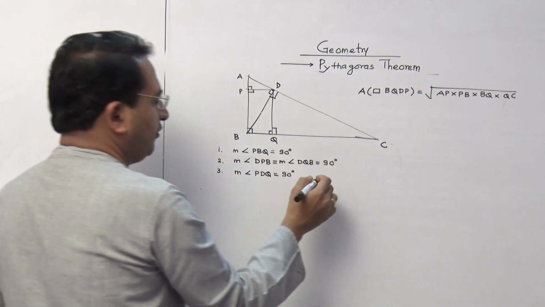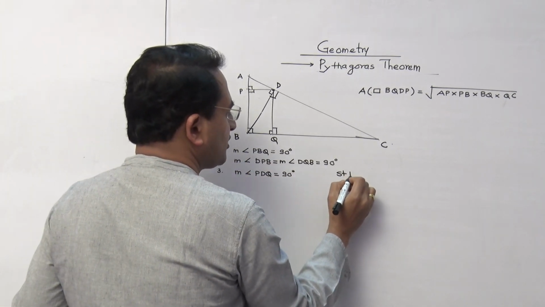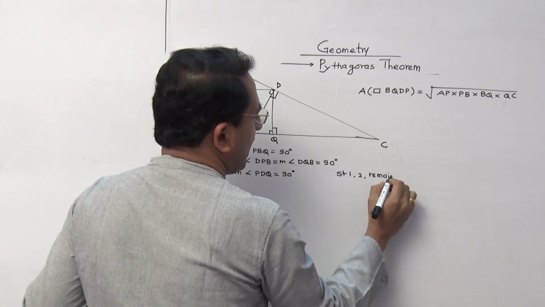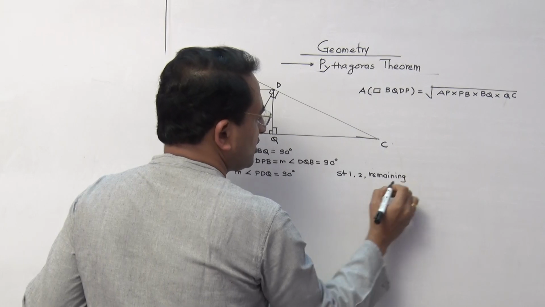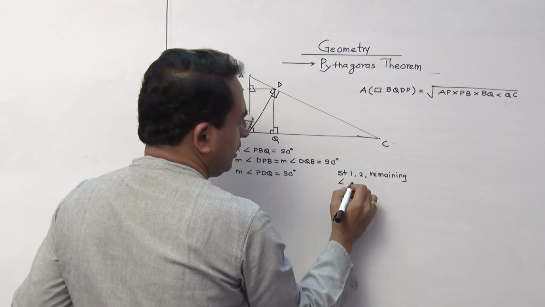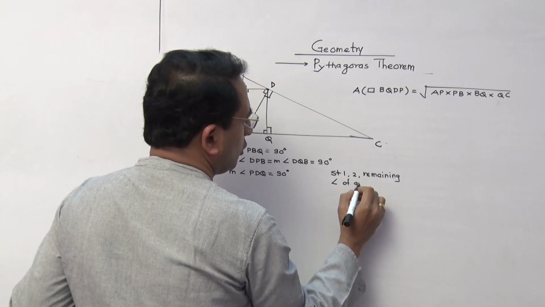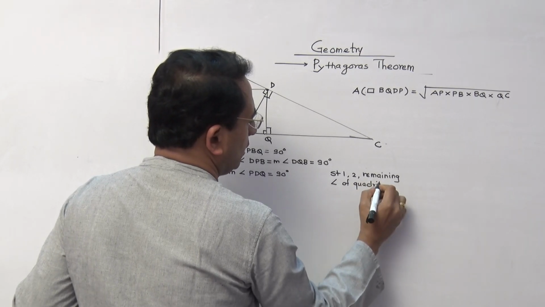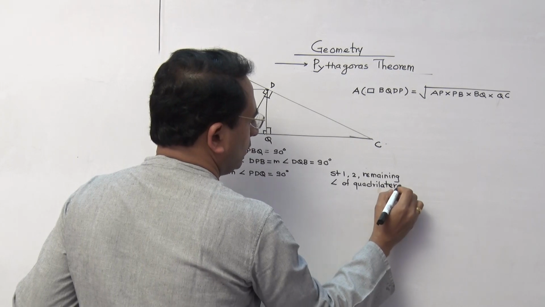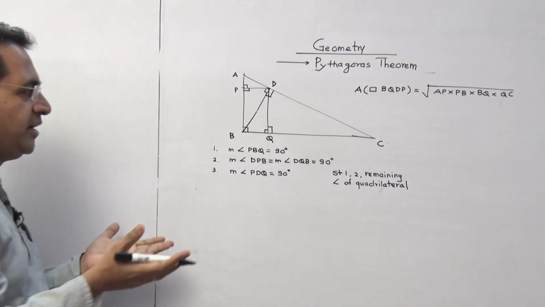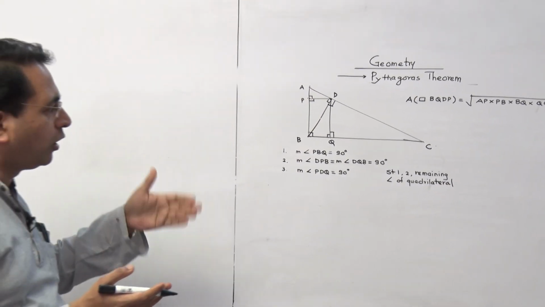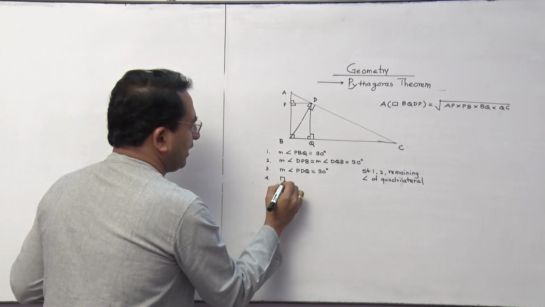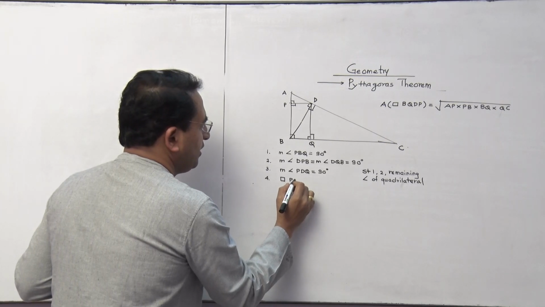So the reason we are supposed to write, from statement number 1 and 2 and the remaining angle, is this, which is allowed in the exam: remaining angle of quadrilateral. Now what does it mean? You are getting all right angles, and therefore the quadrilateral PBQD.